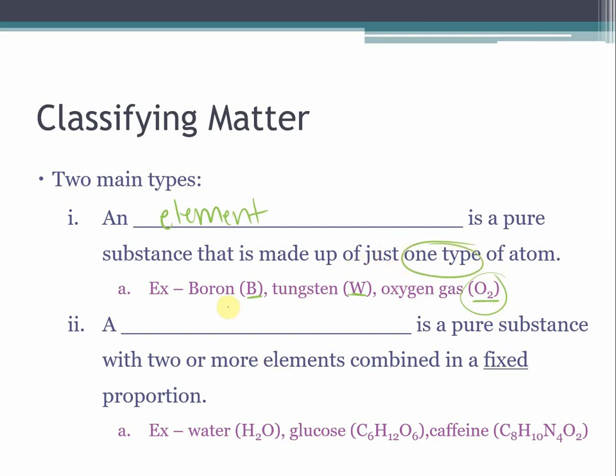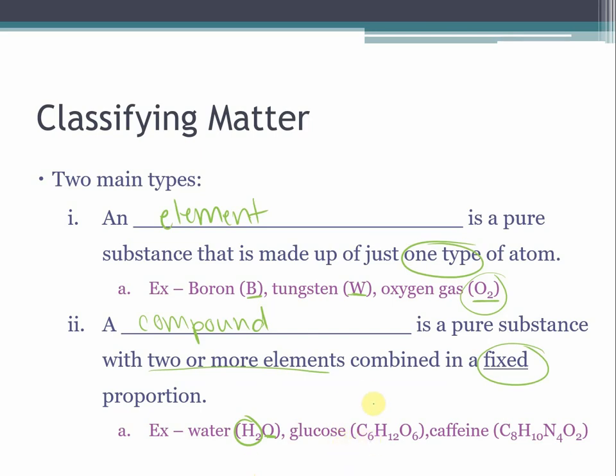Your other option is a compound. And a compound is still a pure substance, but it's made of two or more elements in a fixed proportion. So examples would be water. Anytime you have water, no matter how big or how small the sample, there will always be two hydrogens and one oxygen. You will never get a ratio besides that.